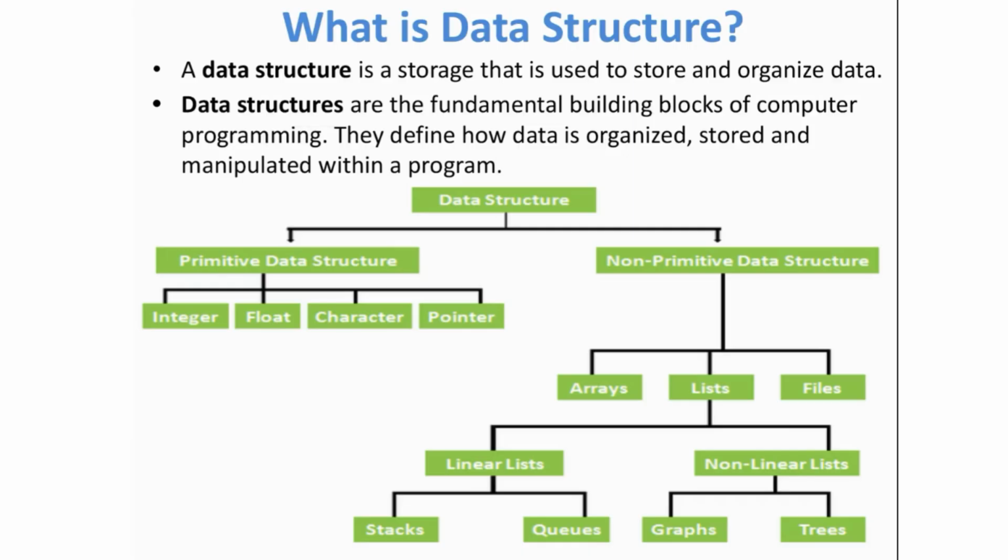Basically, data structure is divided into two types: primitive data structure and non-primitive data structure. Primitive data structures are built-in data structures, or we can say primary data structures, such as integer, float, character and pointer. Non-primitive data structures are the derived data structures, such as arrays, lists and files. Lists are again divided into two types: linear list such as stack and queue, and non-linear list such as graph and tree.